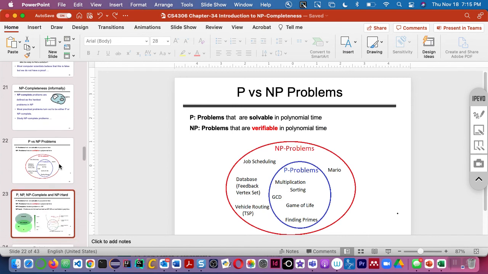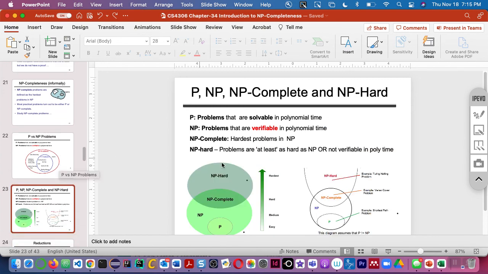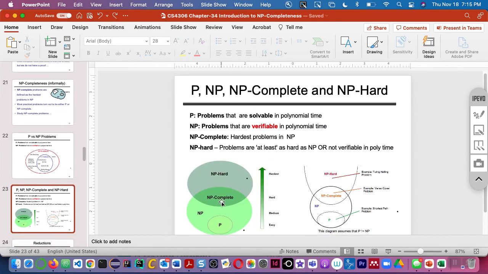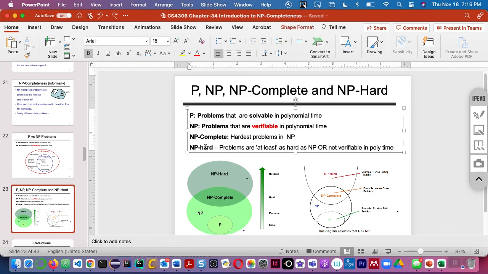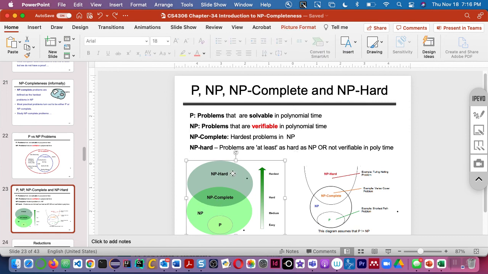Let me draw this. One problem. And there is another term called NP hard. NP hard problems are the problems that are at least as hard as NP, or more complicated. If it is easy, then it is NP, or it is harder.